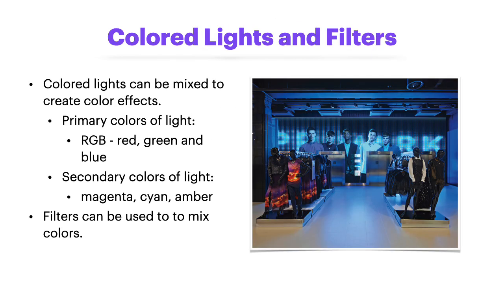Colored lights and filters. Colored lights can be mixed just as any primary color can. This creates new color effects. The primary colors of light are RGB, or red, green, and blue. White light is created by mixing RGB. Magenta is created by mixing red and blue light. Secondary colors are magenta, cyan, and amber.